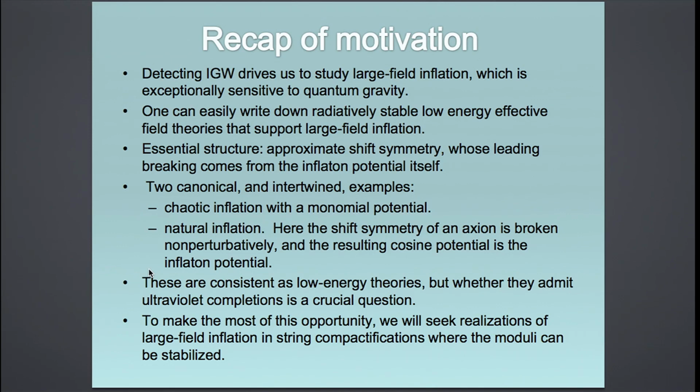Just to recap briefly, you can easily write down radiatively stable low-energy effective theories that support large field inflation. And the essential structure is an approximate shift symmetry whose leading breaking comes from the inflaton potential itself. This is the structure you heard about in the two preceding talks. There are two canonical intertwined examples. One is chaotic inflation with a monomial potential, for example m squared phi squared or mu cubed phi. And the other example connected to it is natural inflation, the cosine potential, which we'll discuss much more.